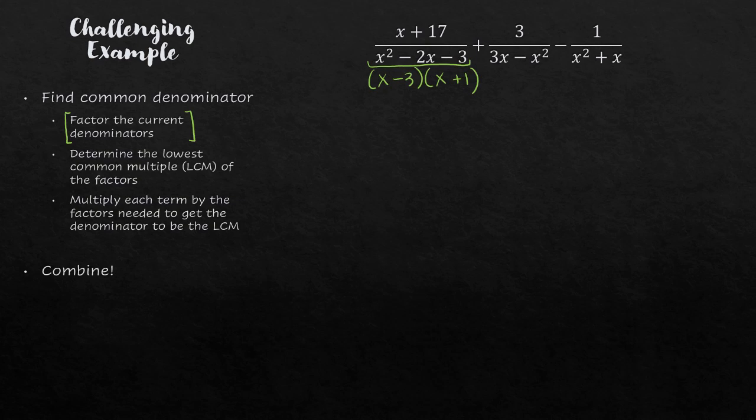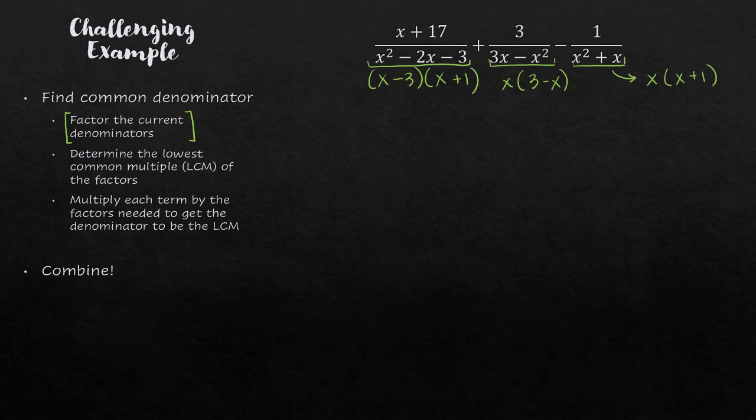Okay, let's look at the next set of factors. 3x minus x squared, I should have said the next denominator, and we're going to factor this. And let's see, that factors as x times 3 minus x. I'm going to leave that as it is for now. And let's see, I'm just going to move this over a little. My last denominator, x squared plus x, that's going to factor as x times x plus 1.